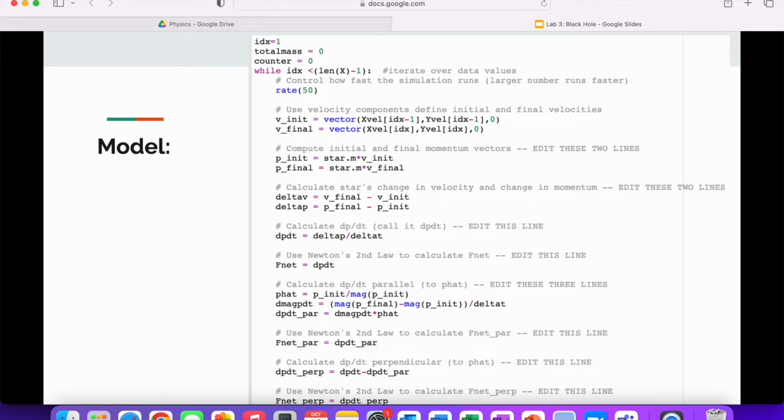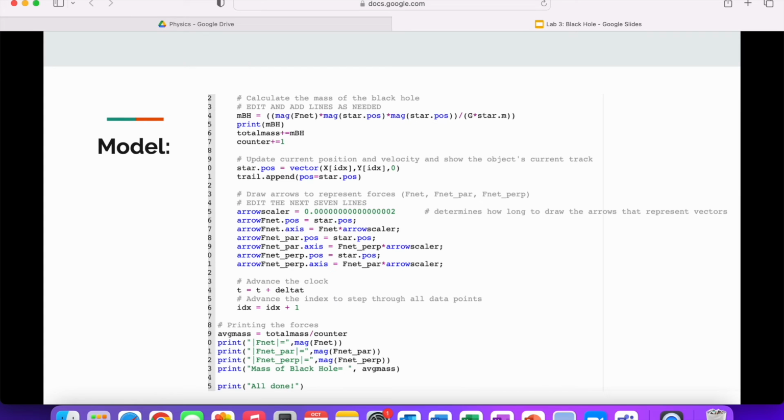For the model that I used here, I made total mass and counter variables. I initialized those at the beginning, but those will come into play later. And then I used the momentum formula to find the initial and final momentum. And then I use delta V and delta P, which is change in velocity and change in momentum, and I use those to find the net force, which is dP over dt. Finally, I use the parallel and perpendicular components of the change in momentum to find the net force.